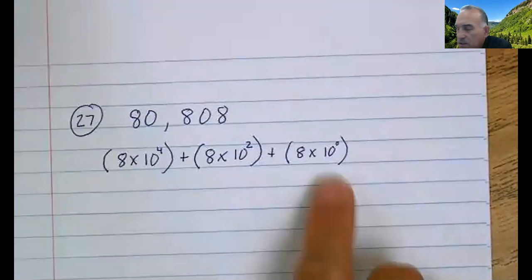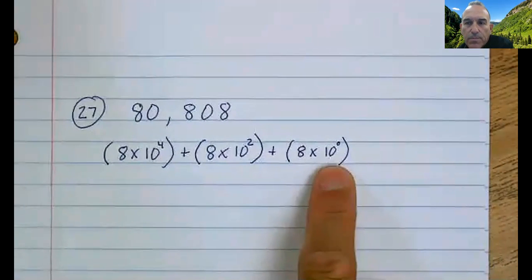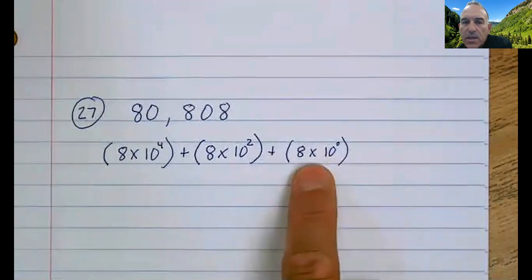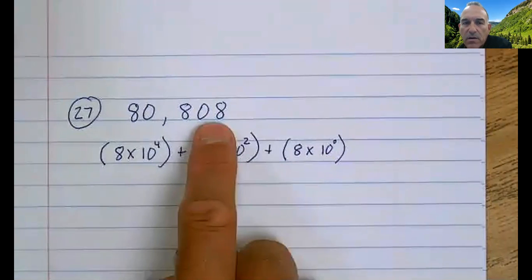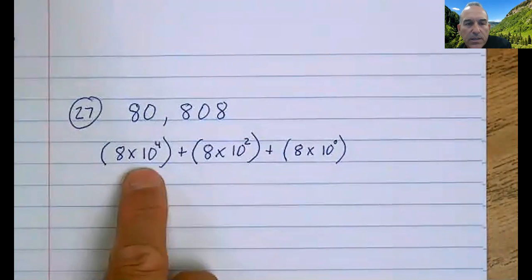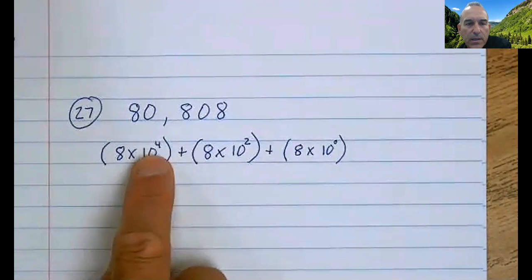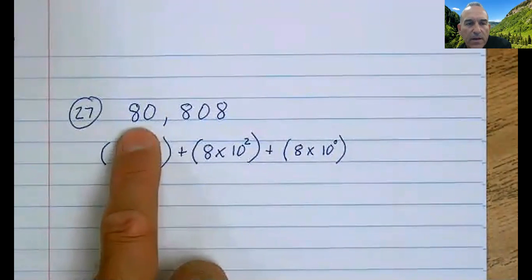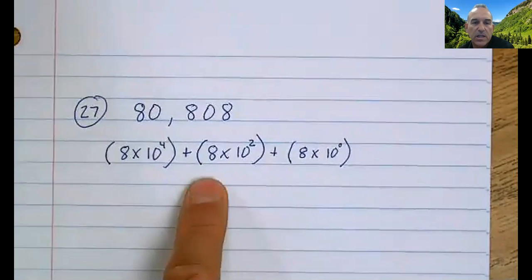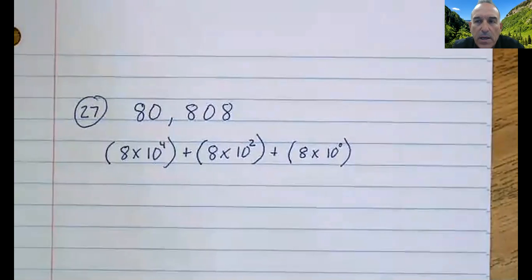Let's spot check these. This is 10 to the 0. Anything raised to the 0 power is 1. And 1 times 8 is 8. Does it equal 8 right there? It sure does. Let's check another one. Let's double check this one. 10 to the fourth, okay? That's going to be your 10,000. How many of them are there? There's 8.